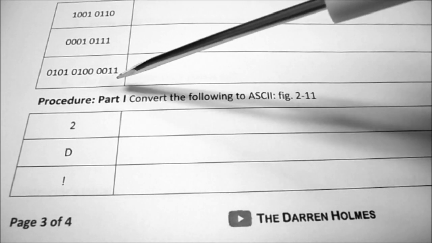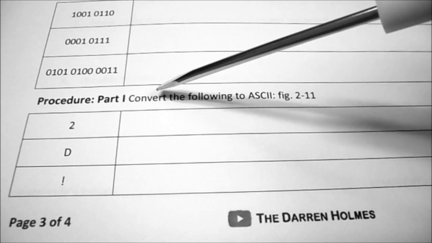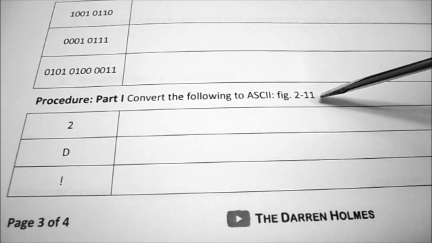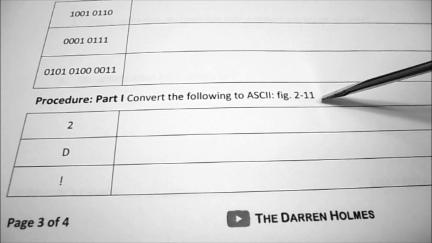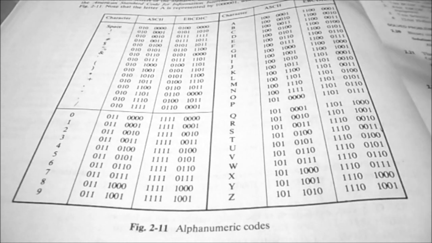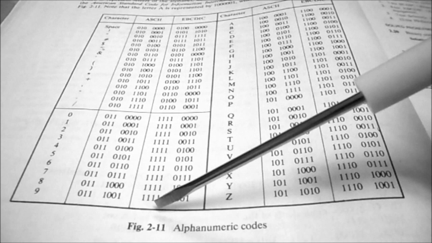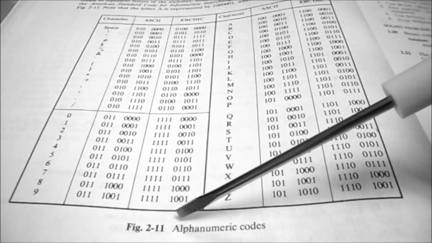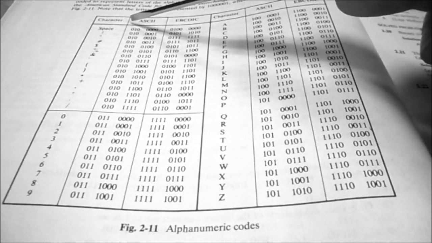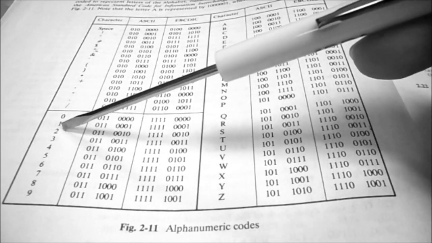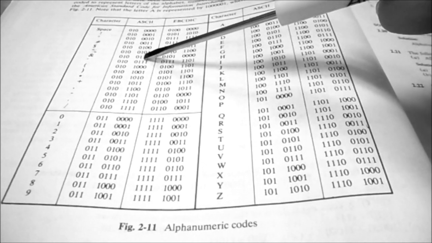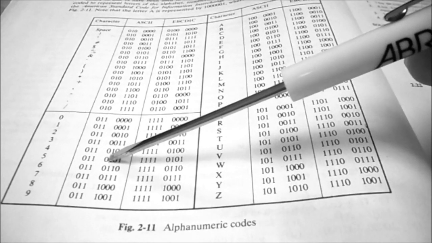So under procedure, part I, we're to convert the following to ASCII, and figure 2-11 should help us accomplish this. So in your textbook, figure 2-11 gives you alphanumeric codes, and you can see in the table we have the characters in one column and the ASCII binary codes in the other column.